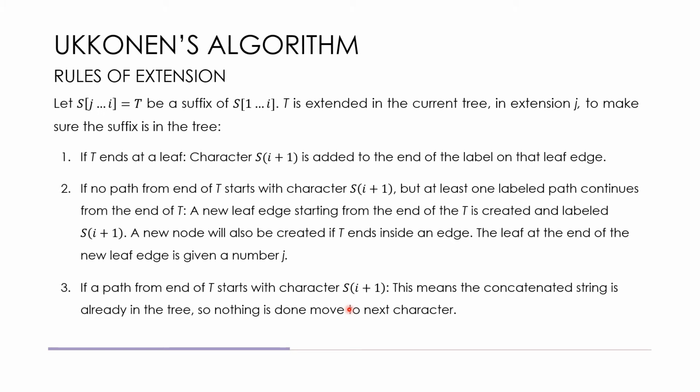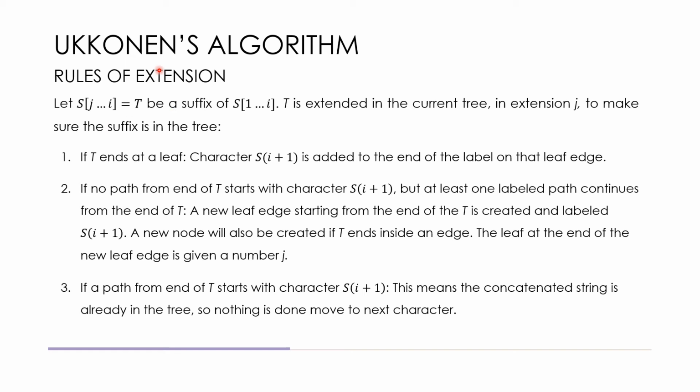So the rules of extension. I'll just read these 2 lines, and then I'll explain what it means. Let S[j..i] = t be a suffix of S[1..i]. t is extended in the current tree in extension j to make sure the suffix is in the tree. So all this is saying is we have a path t, and we're going to determine whether it needs to be extended or not, and if it does, we're going to see which rule applies for this extension.